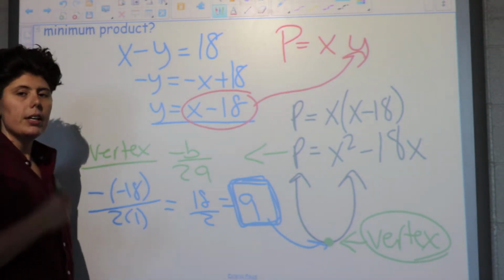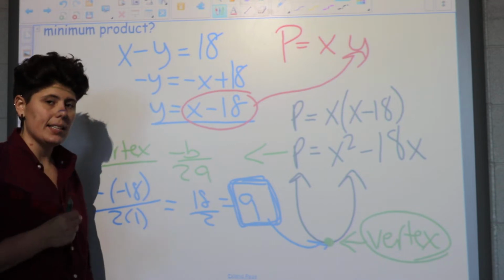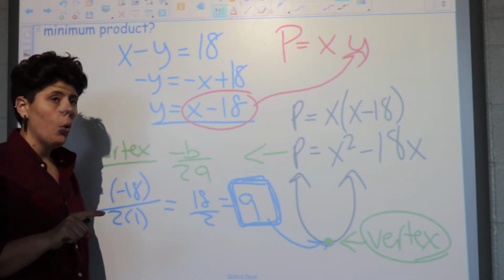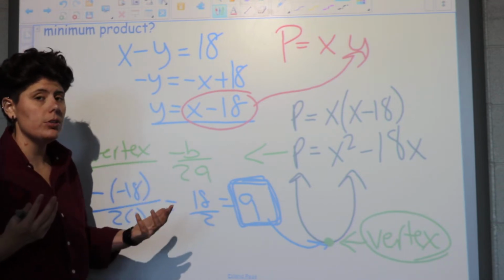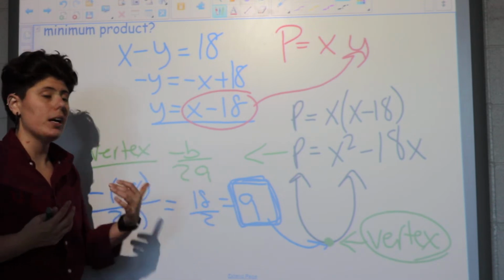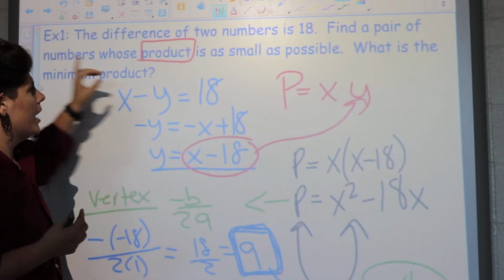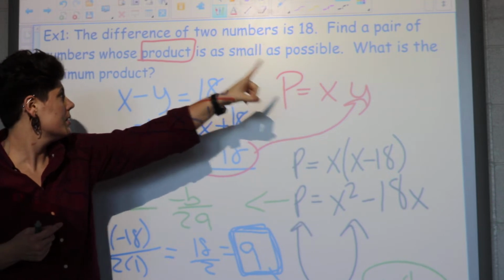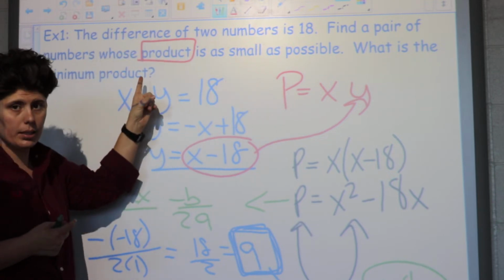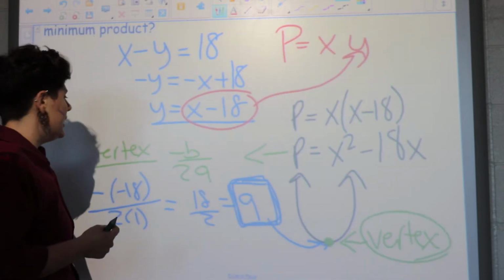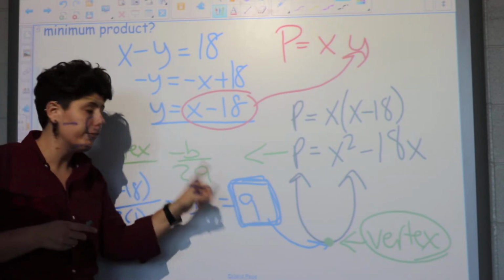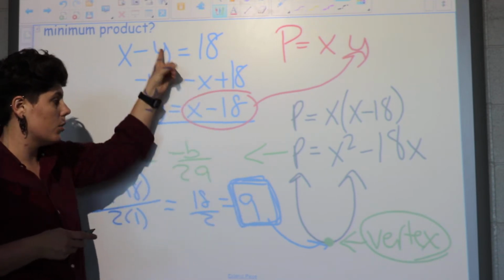That means the x value of my vertex is 9. Now, be very careful about the question. What does it ask? Is it asking me for the dimensions? Or is it asking me for the two numbers? Or is it asking me for what the product is? So let's go back to the question and read what it says. It says, what is the minimum product? So I don't necessarily need to know what the other number is, but I could find it by plugging into my original equation here.